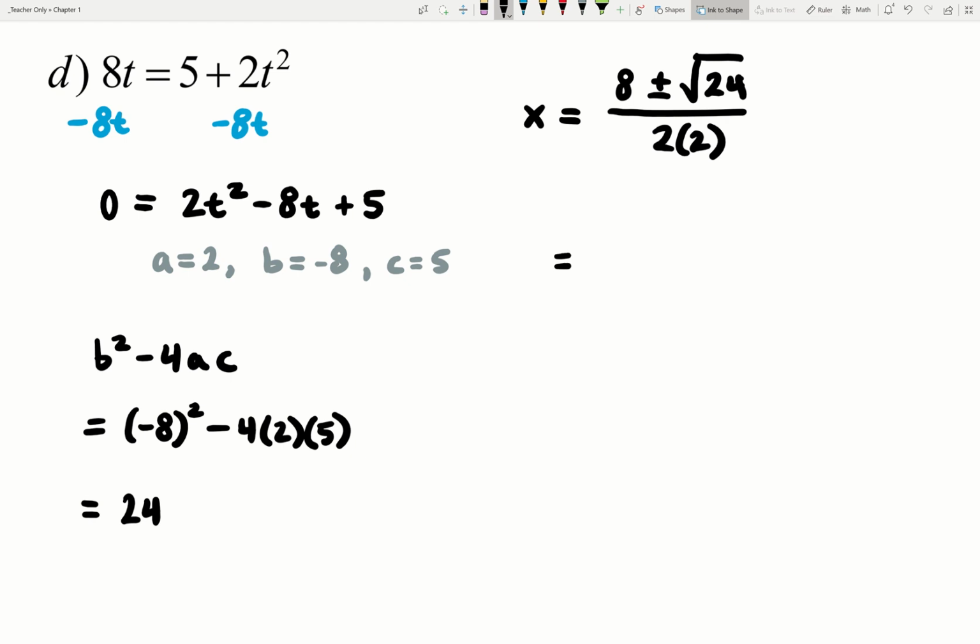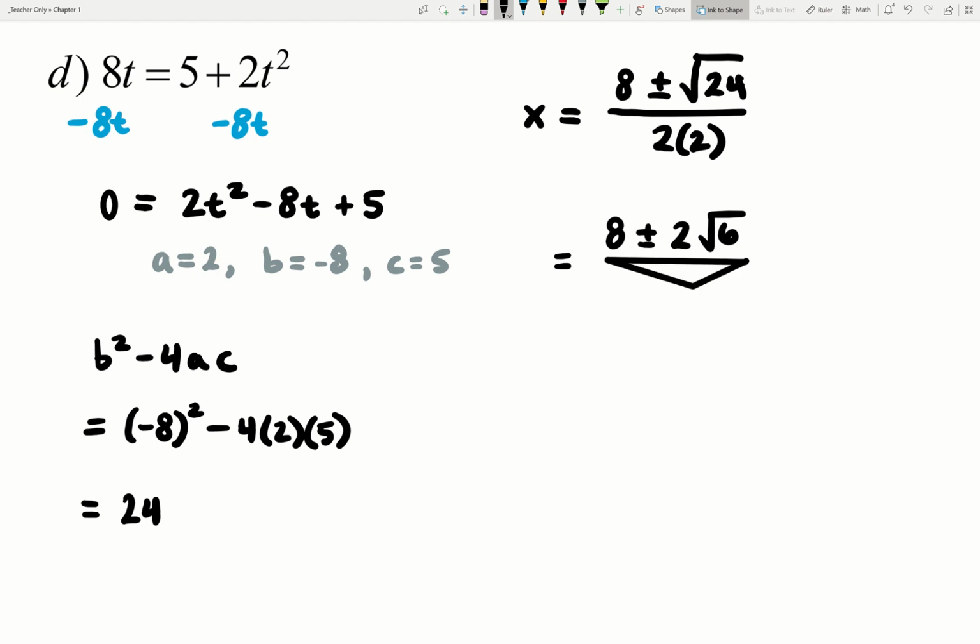All right. Now, the square root of 24, we need to think of the largest perfect square that goes into 24. I believe that's going to be 4. If we take the square root of that 4, we get 2. So that's why on the top, I'm going to go ahead and write this as 8 plus or minus 2 times the square root of whatever's left over there, which would be a 6. And this is all divided by 2 times 2, which of course makes 4.